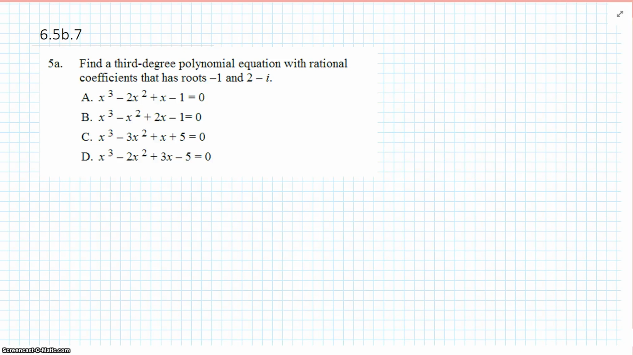All right, 5a, find a third degree polynomial equation with rational coefficients that have roots of 1 and 2 minus i. Well, 2 minus i we know is imaginary, so its conjugate must be a root as well. So the conjugate would be 2 plus i. So there are 3 roots for a third degree polynomial.